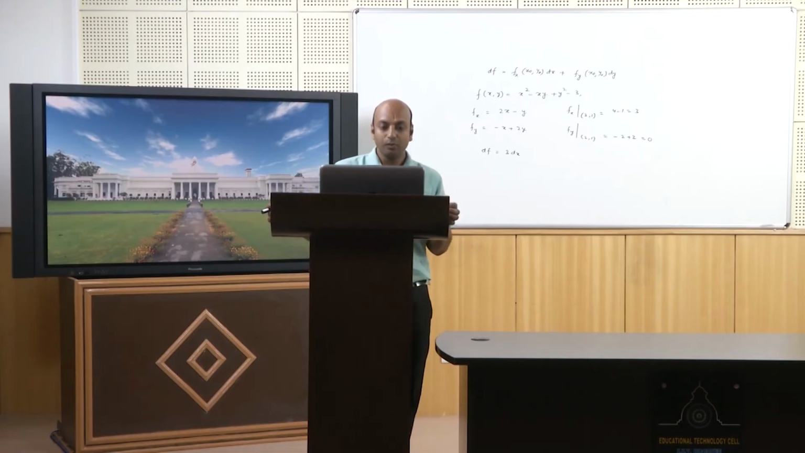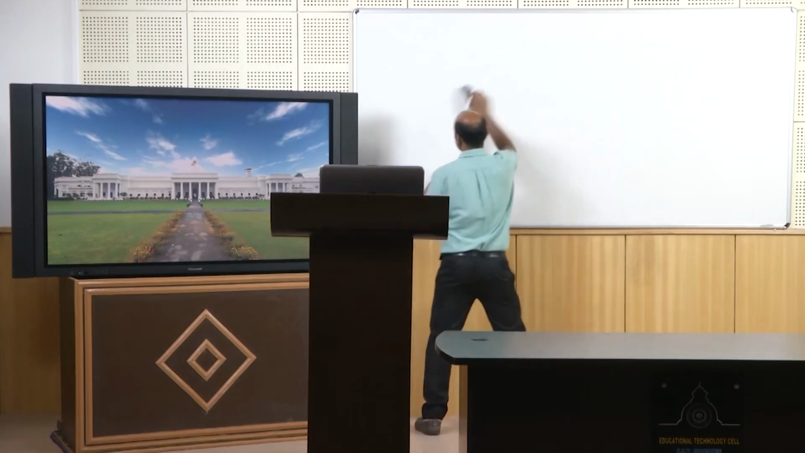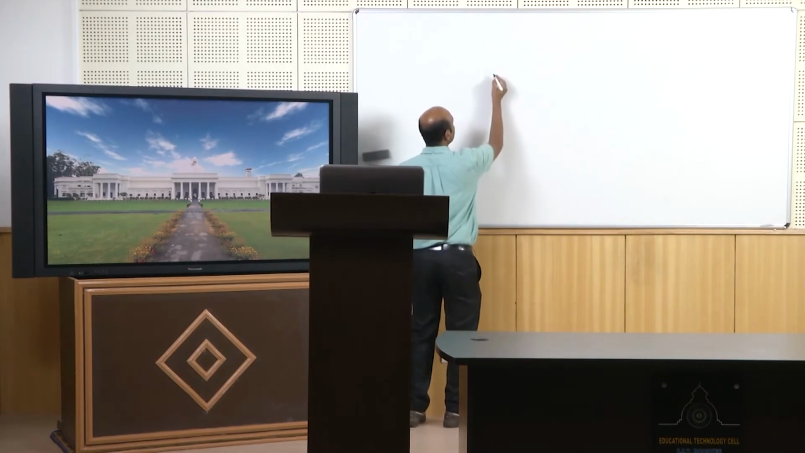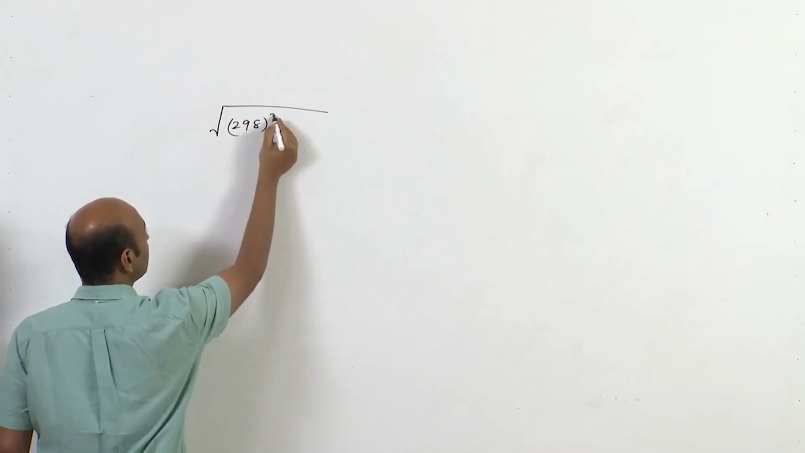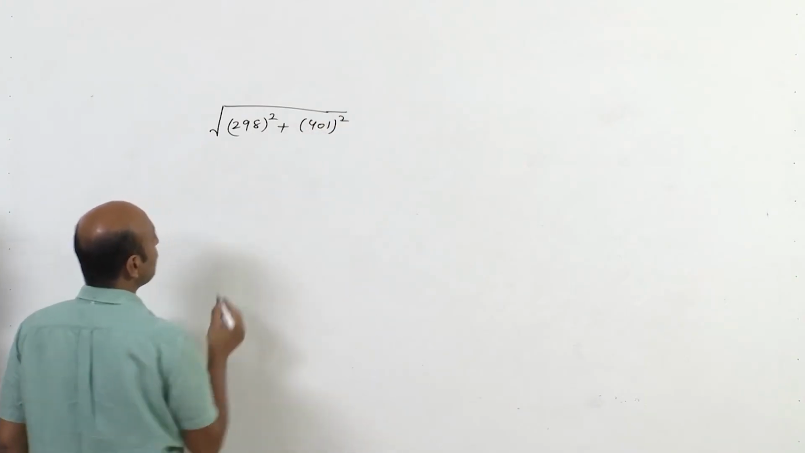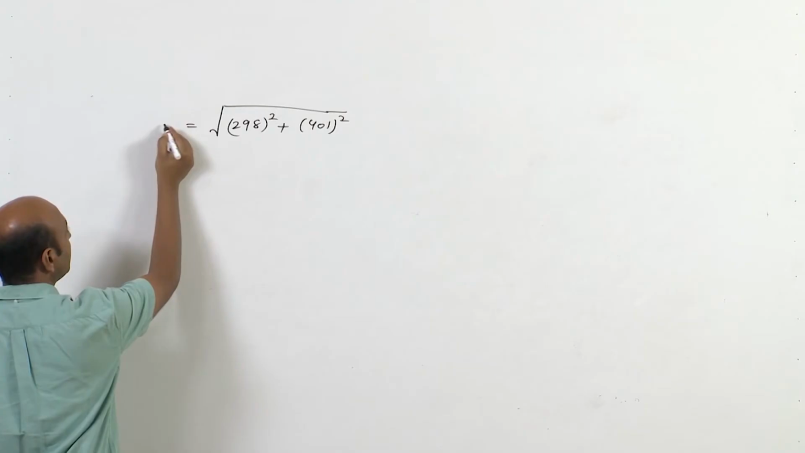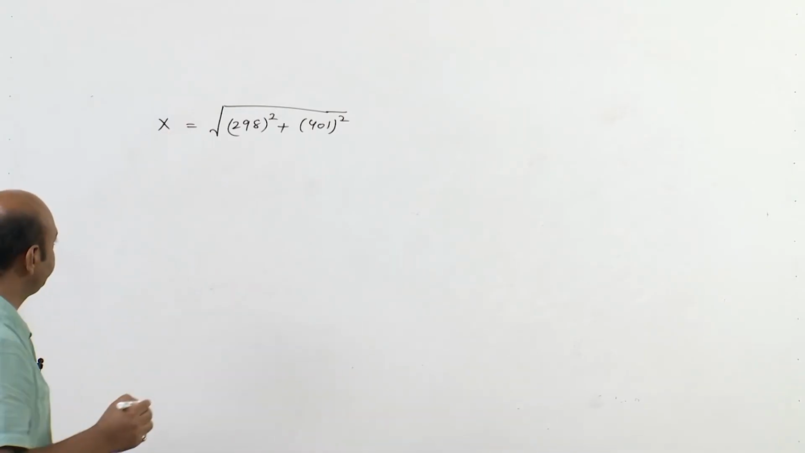Now, the second problem: using differentials, find the approximate value of this term. So, what is the term? Basically it is the square root of 298 whole square plus 401 whole square. So, we have to find out the approximate value of this. So, how can you find this?